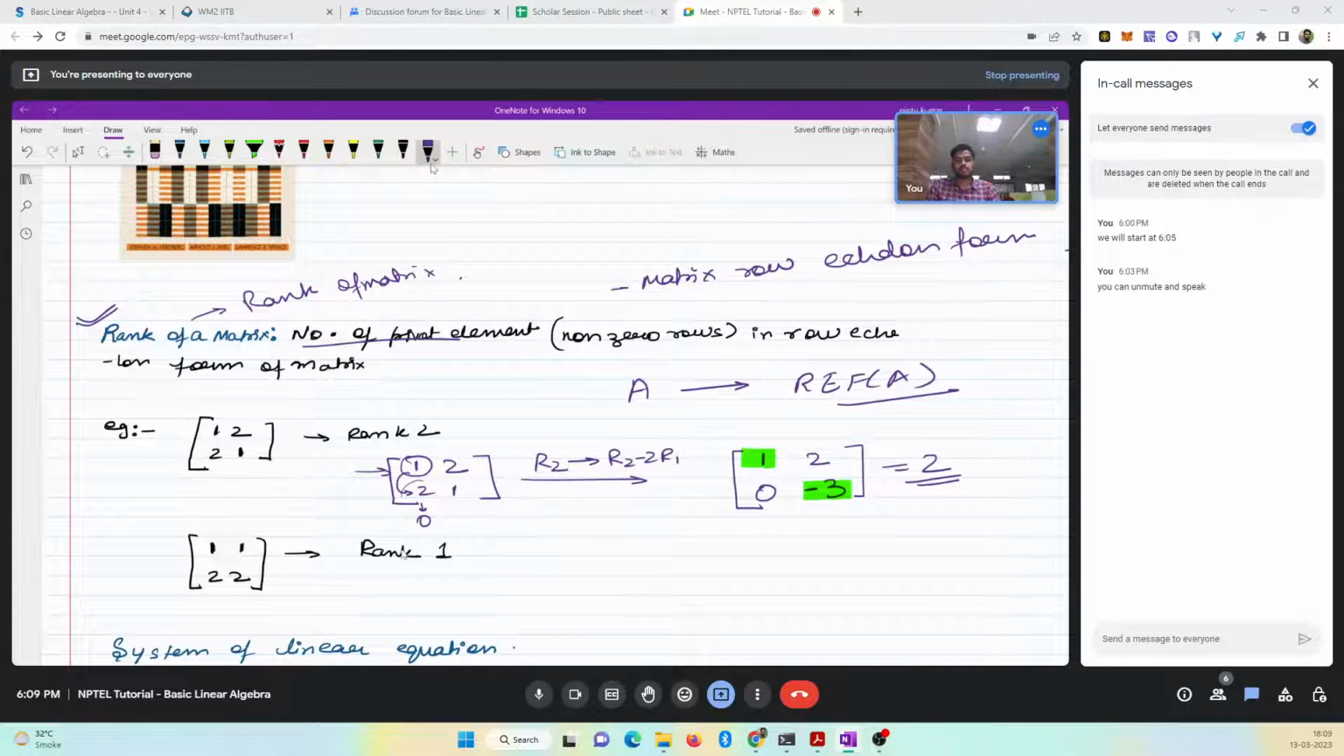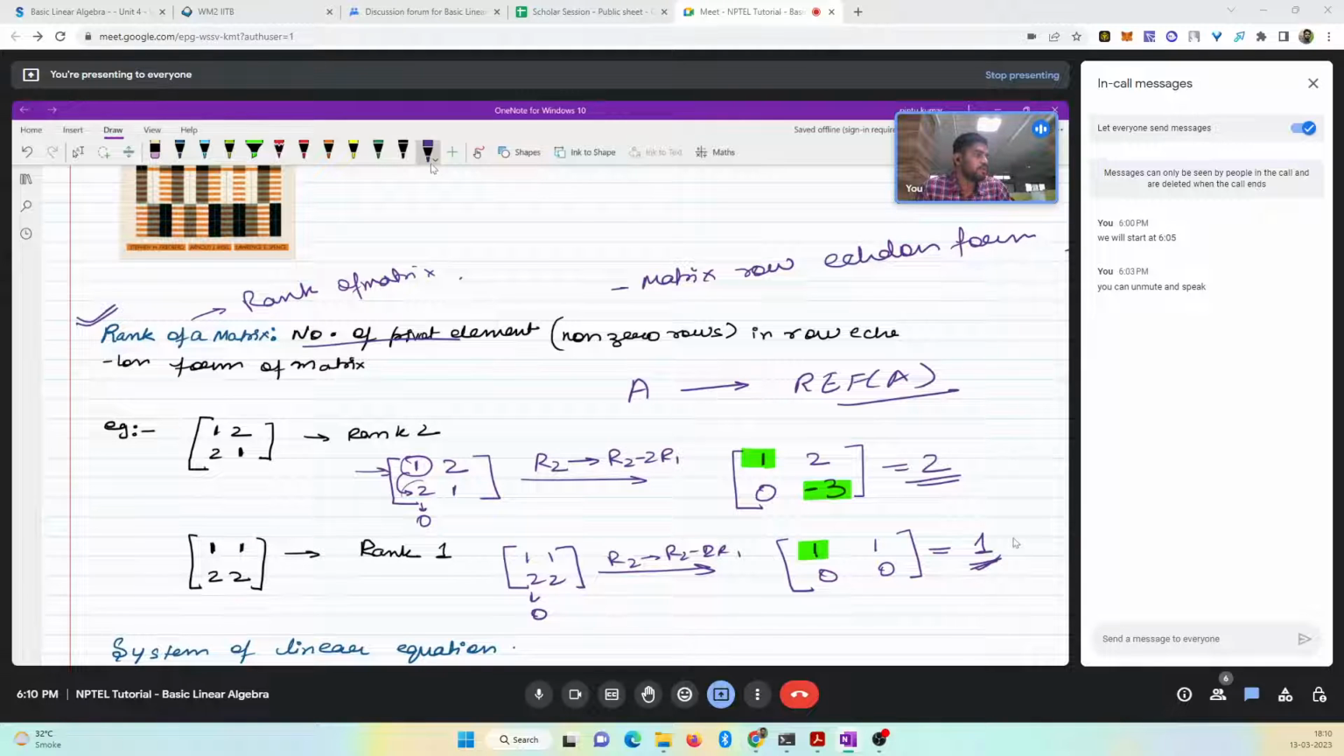Okay. Similarly, for this example, let's say we have 1, 1, 2, 2. We want to make this entry 0. Okay, so we do the same operation. R2 goes to R2 minus 2 R1. This gives us a matrix like 1, 1, 0 and 0 over here also. So if you observe, we have only one non-zero row, or in other words, we have only one pivot element. So the rank of this matrix is 1.